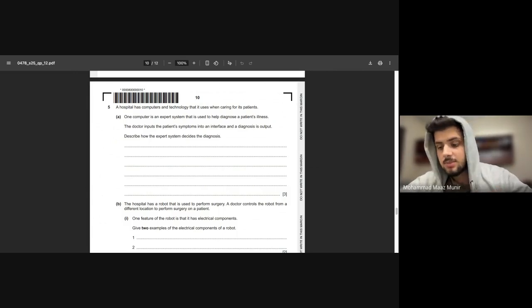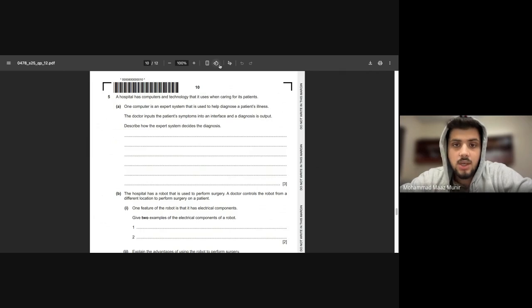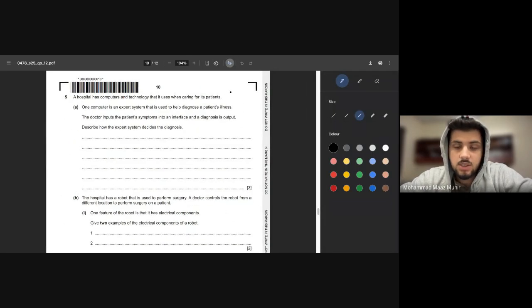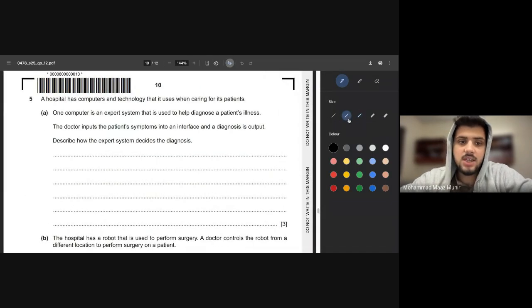So this question is something similar to that. It says that a hospital has computers and technology that it uses when caring for its patients. Okay, so one computer is an expert system.